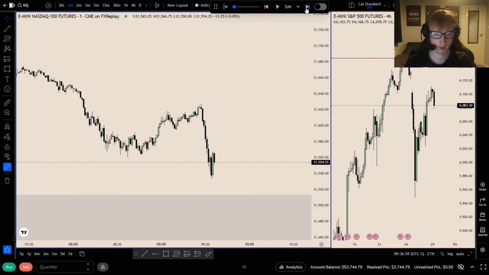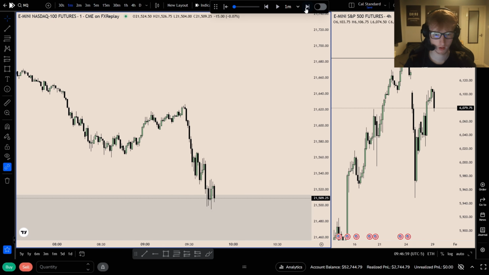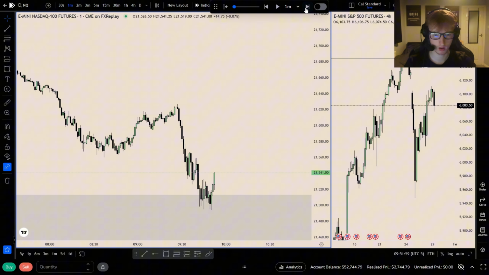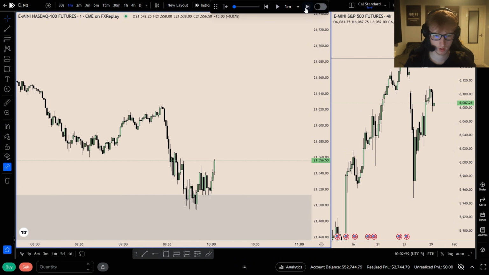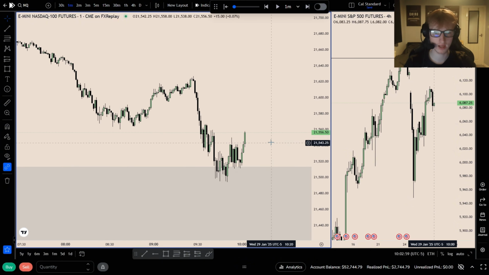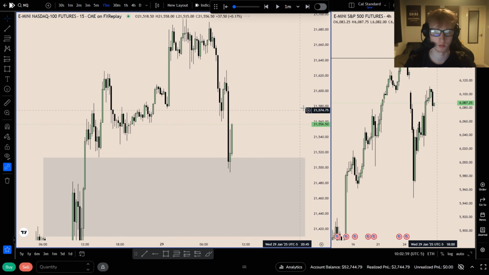That's what we're getting by the looks of it. Okay, there's the unfilled 4 hour. Is it going to give us a long setup? Not a clean one. Okay, so there's us finally getting the inverse. I don't particularly like anything about that, to be honest.